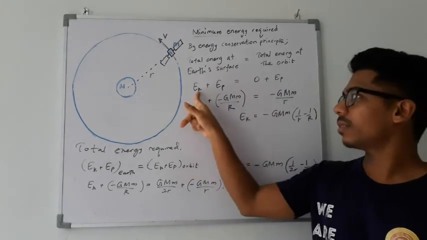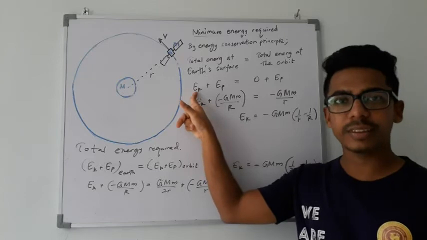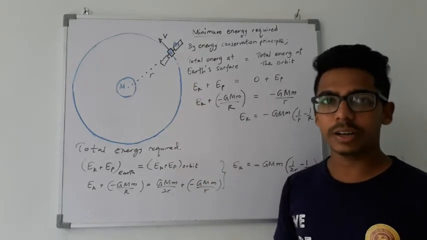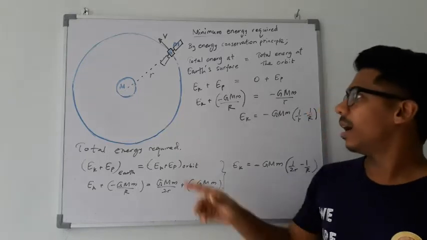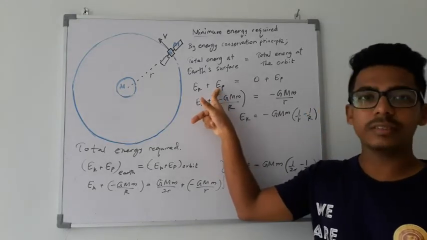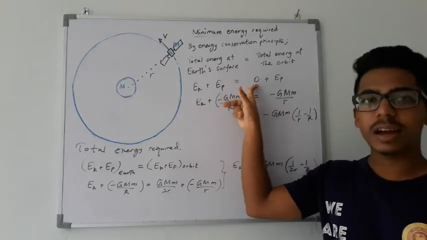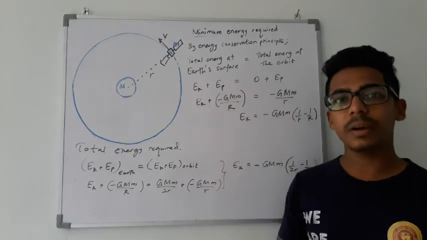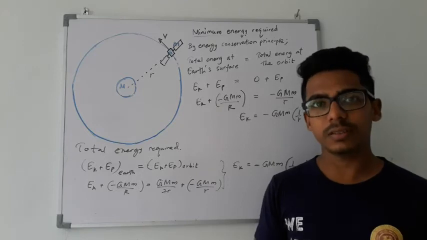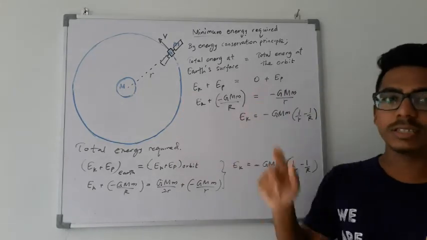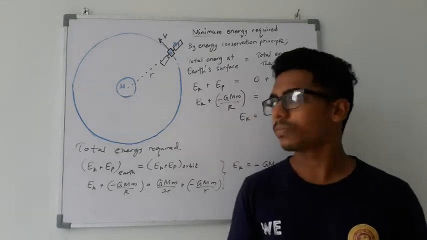And here this term is the kinetic energy of the satellite when it's at the Earth's surface, which is what we want to find out, the energy required. And this is the potential energy of the satellite when it's at the Earth's surface. And here the kinetic energy of the satellite at the orbit is 0, because we set it to be 0 in order to get the minimum energy required. And this is the potential energy of the satellite when it's at the orbit.